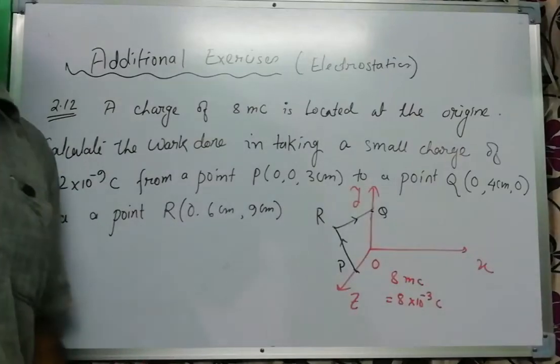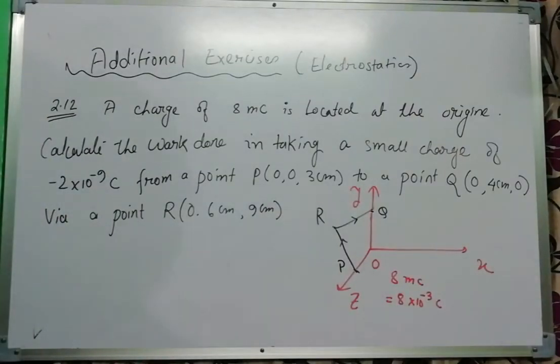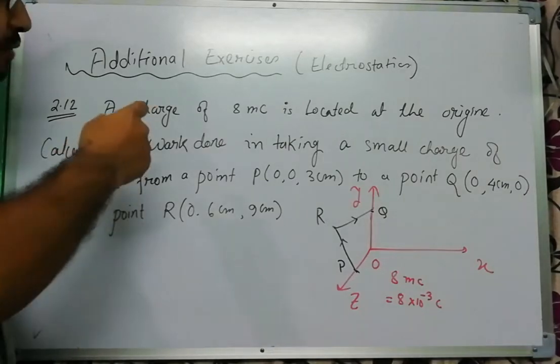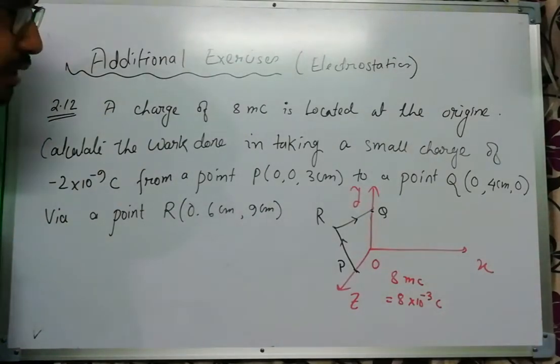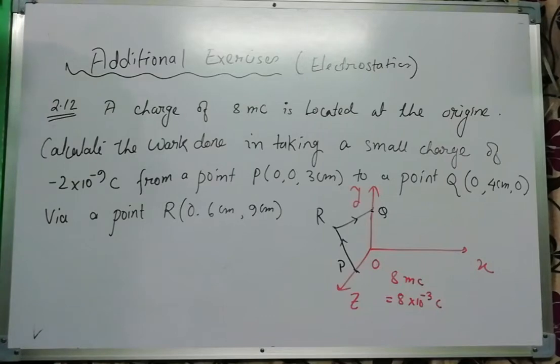So today we're going to discuss some additional exercises of electrostatics, and the question is that a charge of 8 millicoulomb is located at the origin. Calculate the work done in taking a small charge of -2 × 10⁻⁹ coulomb from a point P (0, 0, 3 centimeter) to a point Q (0, 4 centimeter, 0) via a point R (0, 6, 9 centimeter).